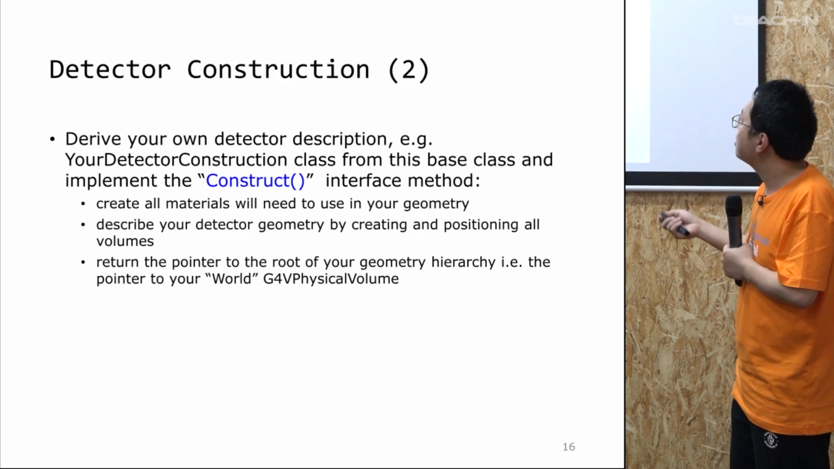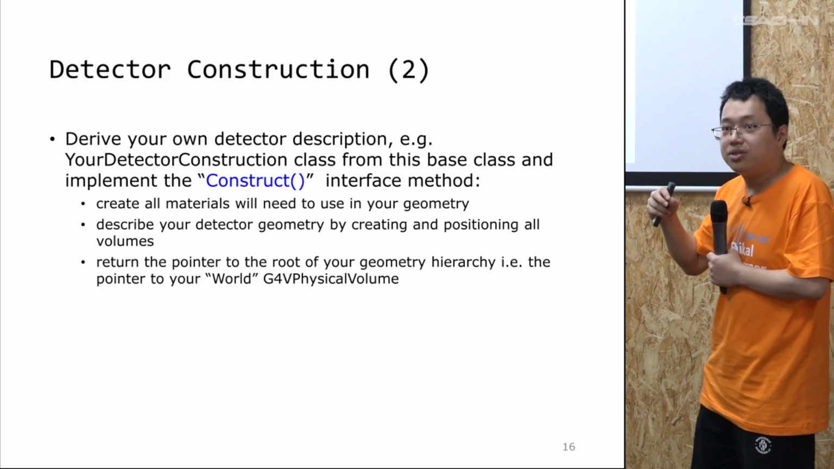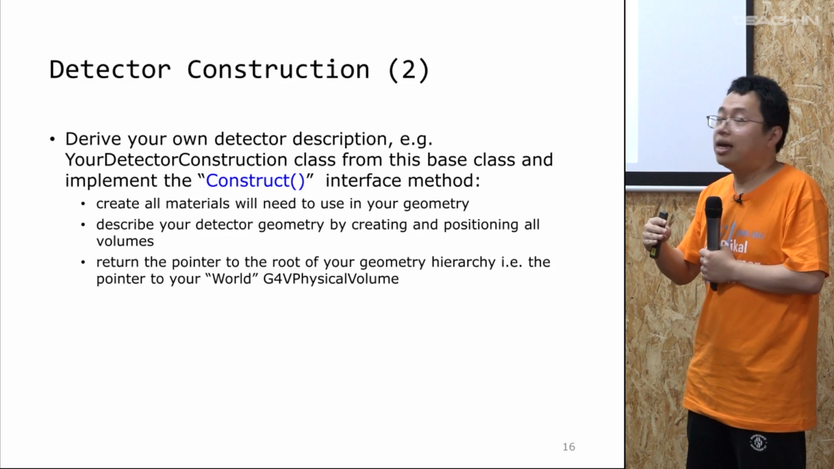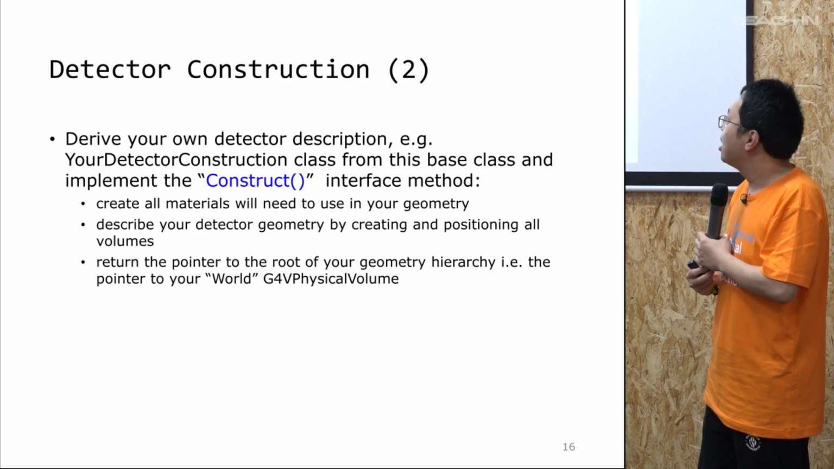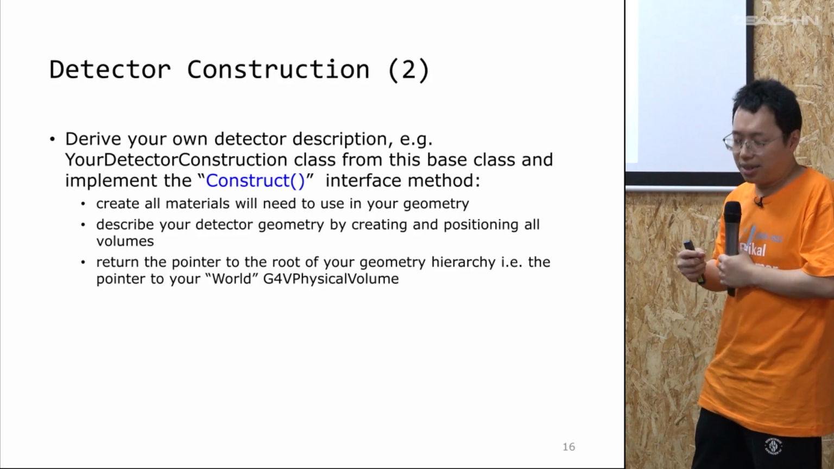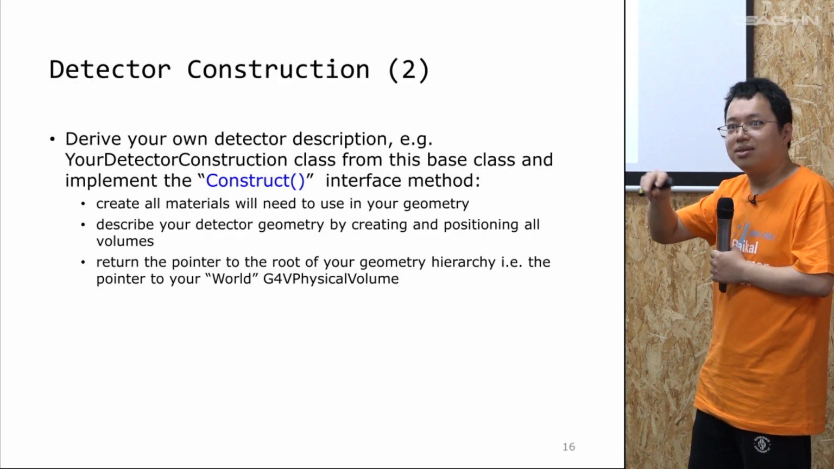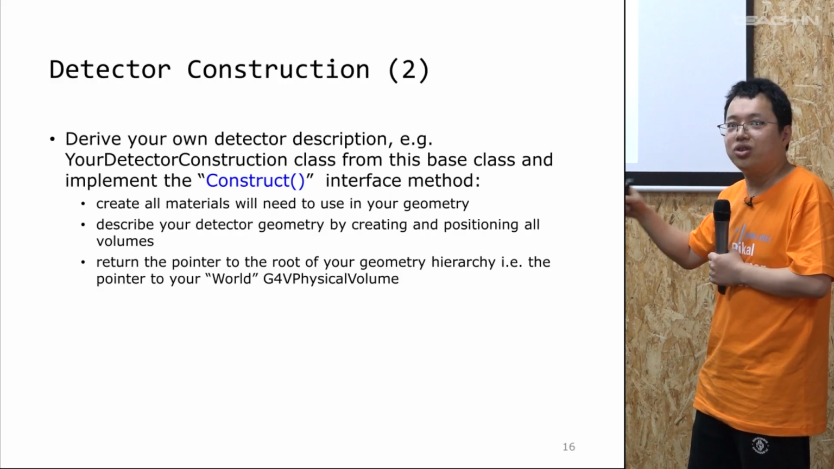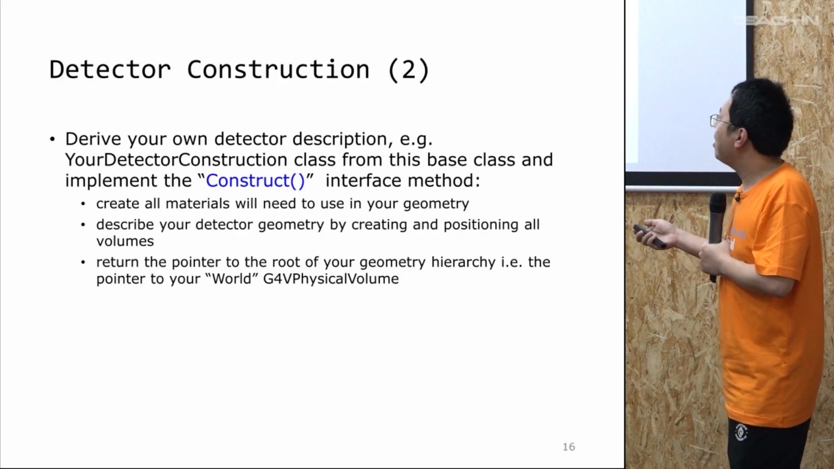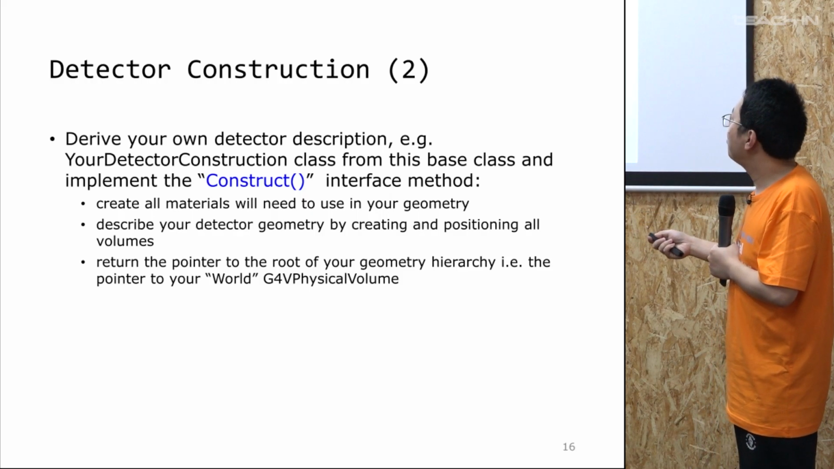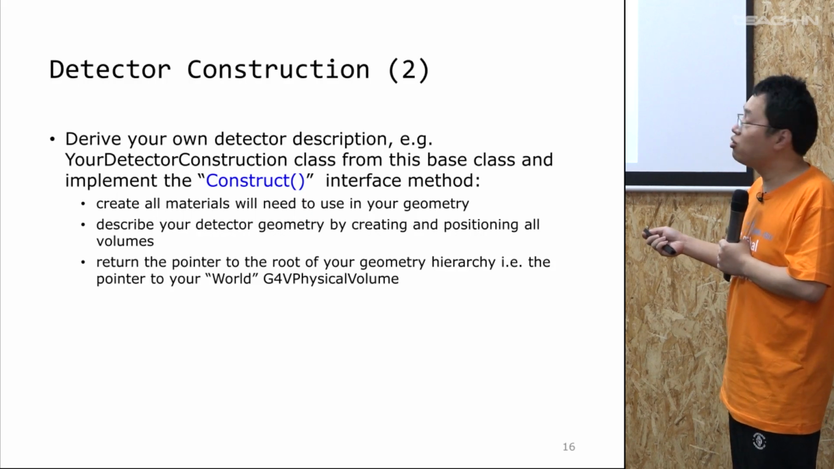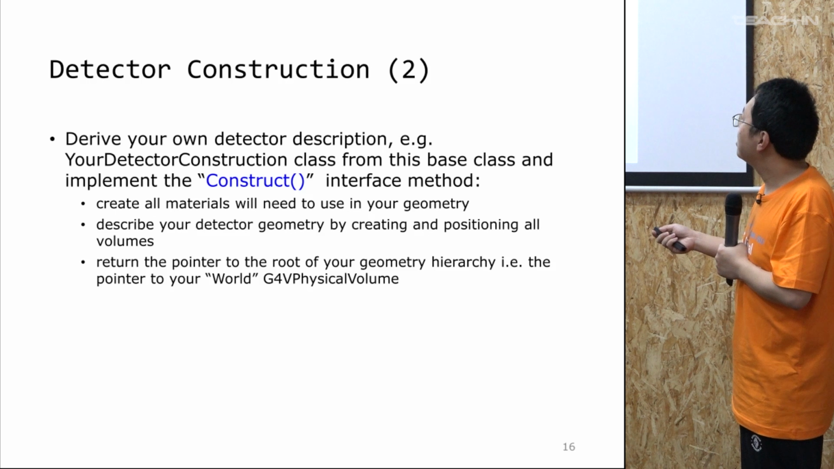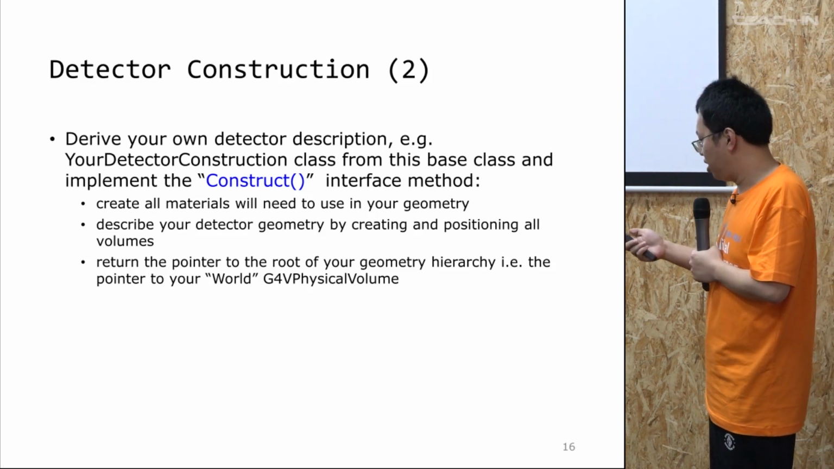Inside this Construct, first you need to construct all the materials, and also describe the detector geometry. For the geometry, you need to precisely describe it as the real detector. Finally, you have to return a pointer to your geometry, which we call the world physical volume. That means you need to put your detector inside this world and then return this pointer to Geant4.